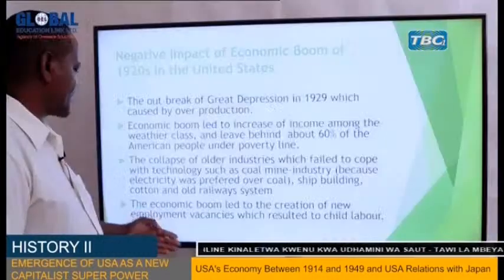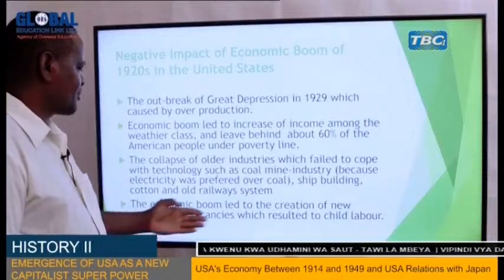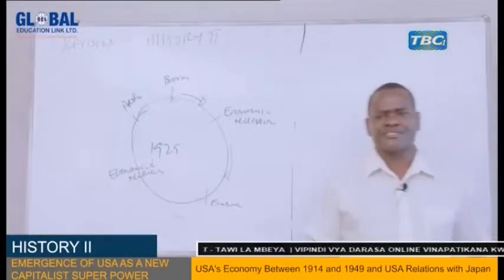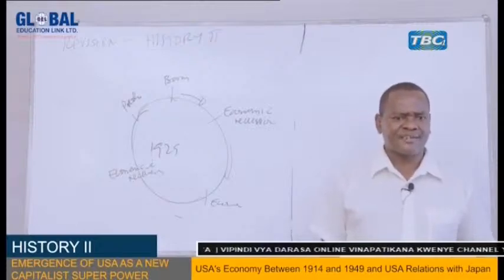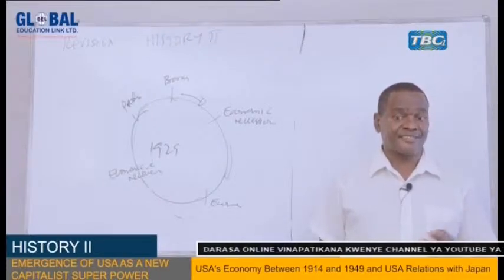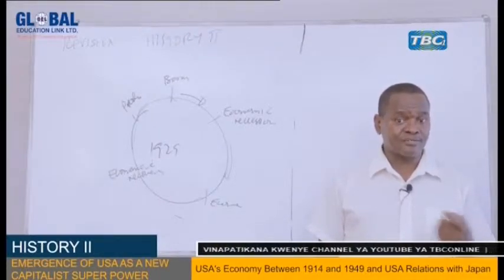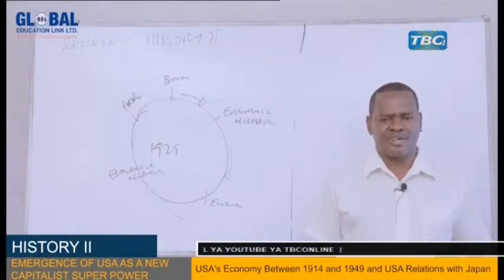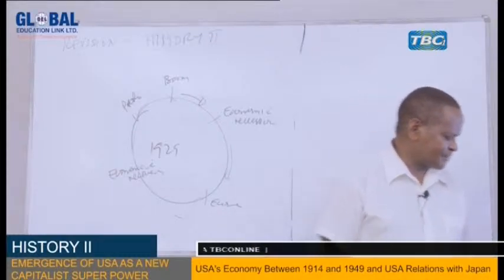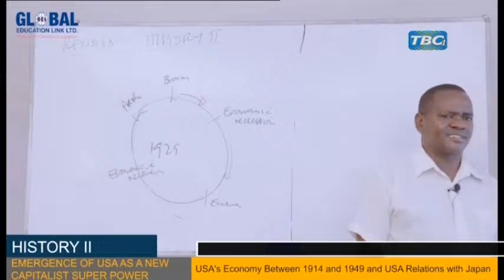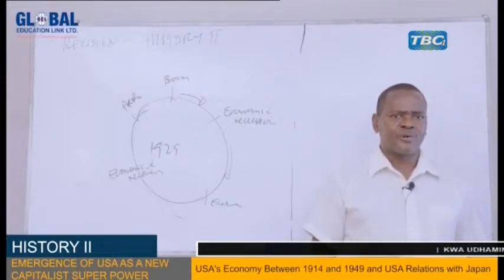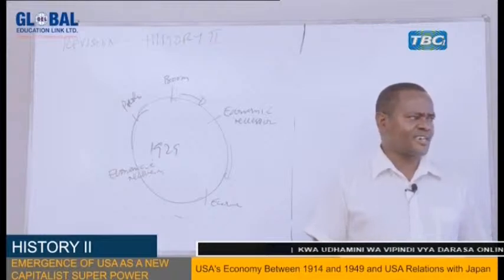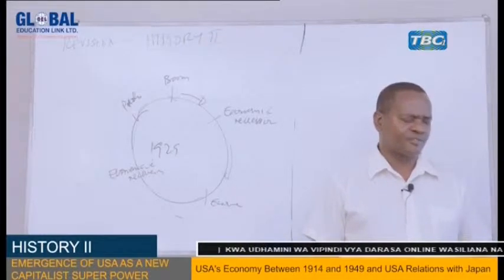Another negative impact of economic boom is that it led to the creation of new employment vacancies, which resulted in child labor. We said earlier, there were a lot of vacancies. That is a good thing. Women were employed. That was a good thing. But unfortunately, even children were employed. So there was child labor in America because of that economic boom, where the capitalists were convincing children to be employed in their industries because of shortage of labor.